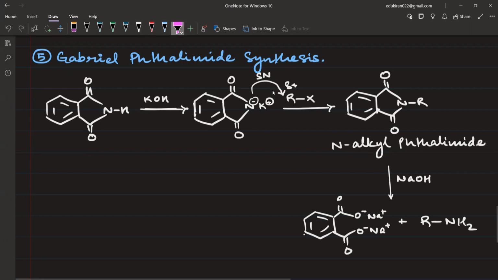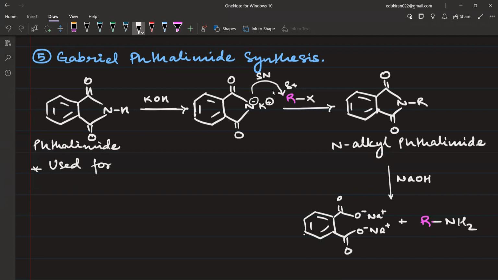Okay, so this R is coming from the alkyl halide. Please remember, if you want to have ethane amine, then you will use ethyl chloride or ethyl bromide or ethyl iodide. Whatever alkyl group you want to have on the NH2 group, you are going to get it from the alkyl halide. Okay, please write here. This is phthalimide, used for preparation of 1 degree amine.